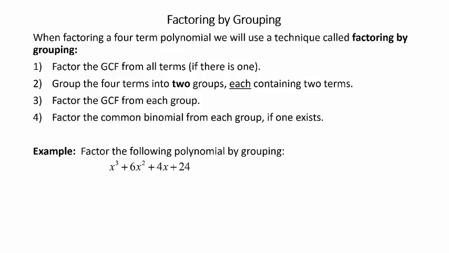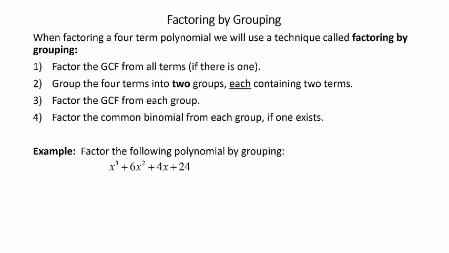The first thing that we want to do, that's a good rule of thumb when you're factoring anything, regardless of the technique you're using, is to factor the GCF out from all of the terms, if there is one. If there's a term that's common to all four of the terms in the polynomial, get it out of there before you do anything else.